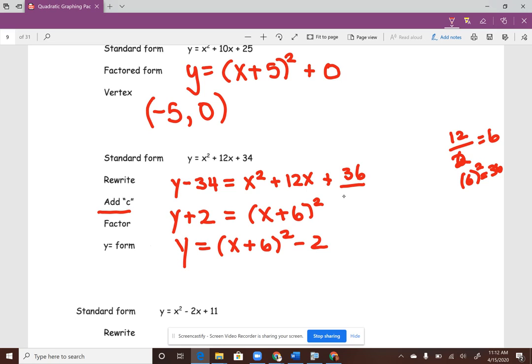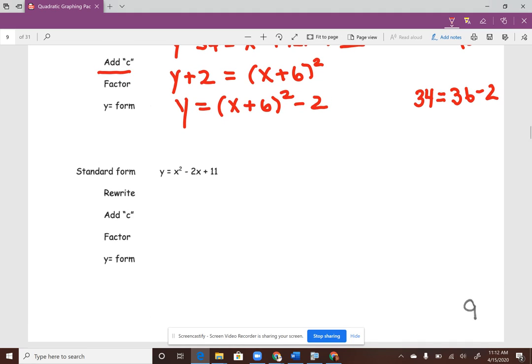So if I just go back and I think about this 34, 34 is 36 minus 2. And that's why I have to have that -2 on the outside, because there is supposed to be a 34 there, not a 36. Okay? I'll show you one more. So I'm going to move the 11.